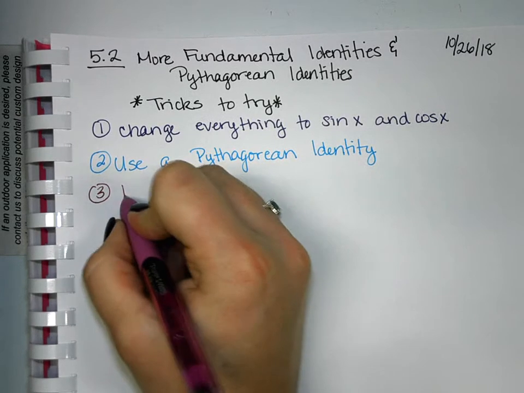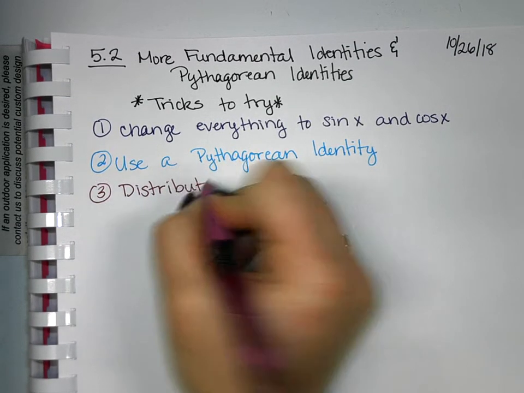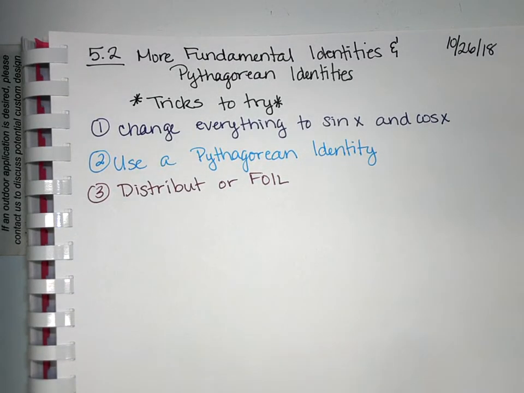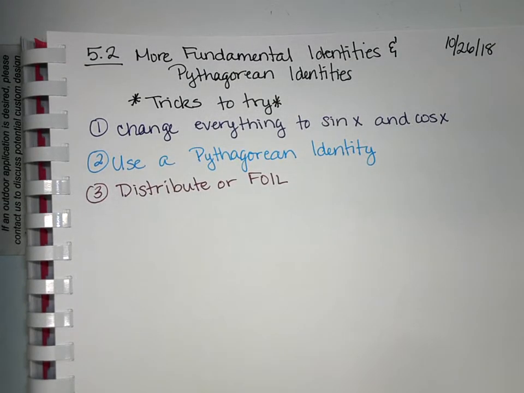Our third one is to distribute or FOIL. So this is one that you might want to try if you have 2 trig identities being multiplied, or if you have a monomial trig, so one trig function being multiplied to a sum or difference, is to distribute, let's remember the E, or to FOIL, to start there maybe, see what that does.